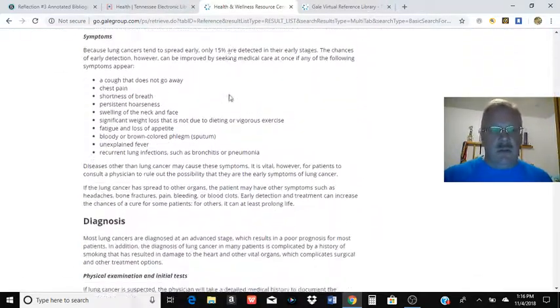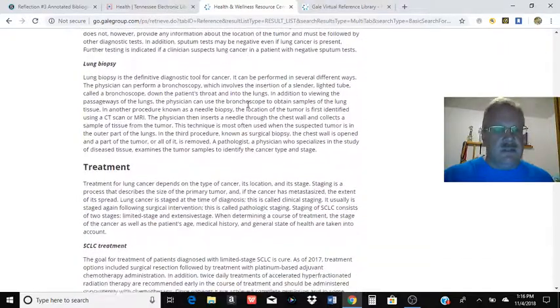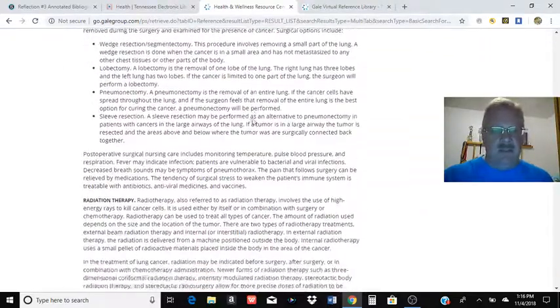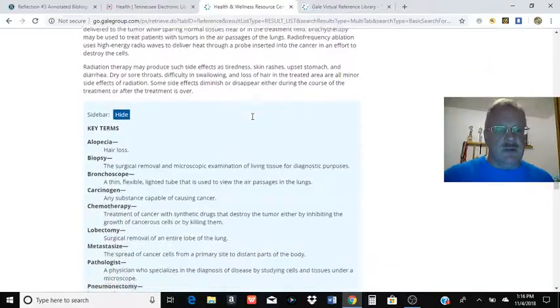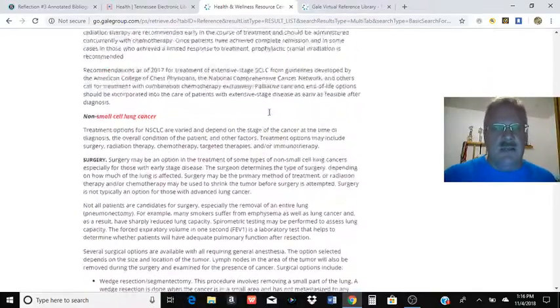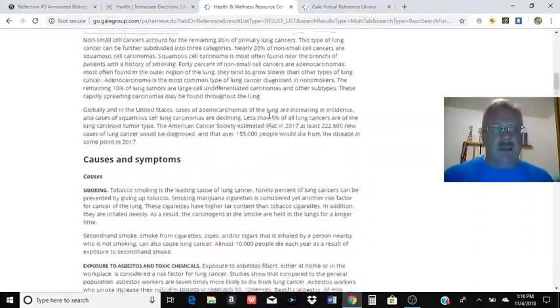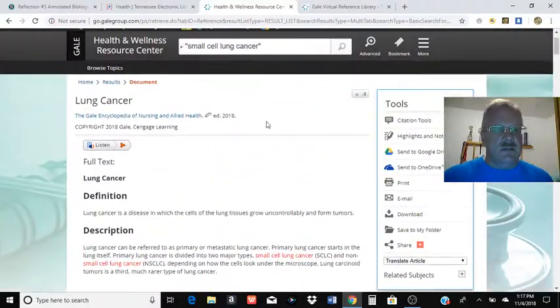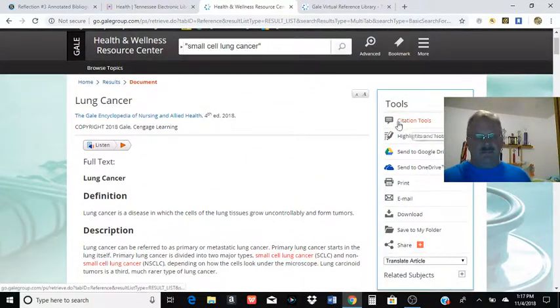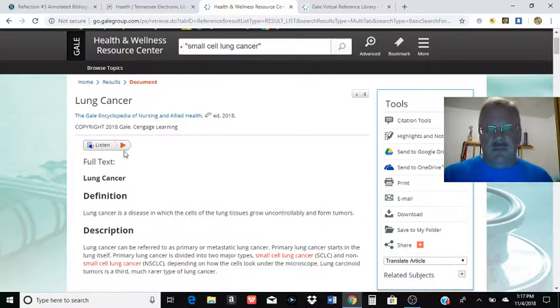And it starts going through the causes, the symptoms, the diagnosis, the treatments. So this is looking like a really good comprehensive source, right? It's written in terms we can understand. So we've kind of hit the mother lode here. This is a good source you can use in your essay. That gives you all the information you need.